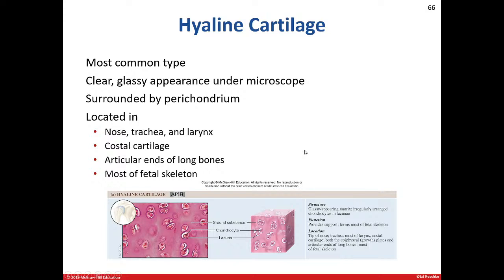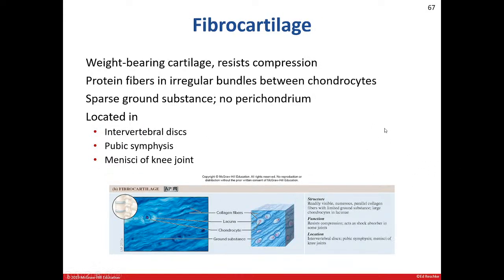Now, hyaline cartilage is found in the nose, the trachea, the larynx, as well as the costal cartilages. Those are the cartilages of the ribs. And you also find it at the articular ends of long bones. What's the articular end? That's the end where we have joints, the part of the bone where we have joints. And then most of the fetal skeleton will be made up of cartilage. So a fetus's skeleton is mostly cartilage, and then leading up to birth, it begins to ossify or turn to bone.